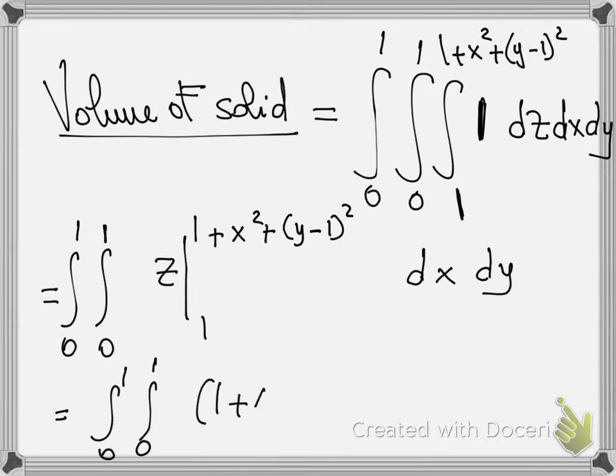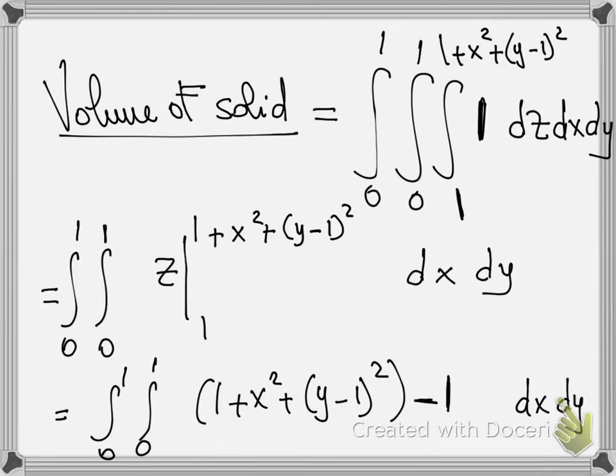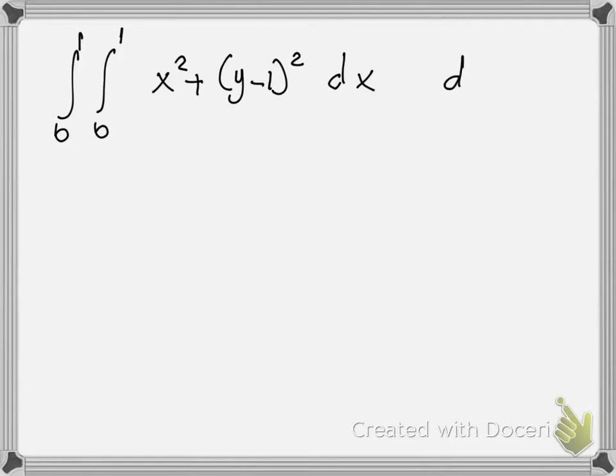So it's 1 plus x squared plus (y minus 1) squared, you replace z by that, minus, and then you replace z by 1, so minus 1. Okay. And then you have dx, of course, here. You have 1 minus 1, so it cancels out. So now it's just the double integral from 0 to 1 of x squared plus (y minus 1) squared, dx dy.